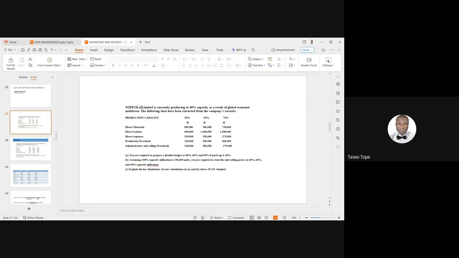So the following data have been extracted from the company's record. And based on the company's record, we have 3 levels of production capacity that we can produce. We can produce at 30% capacity level. We can produce at 50% capacity level. We can produce at 75% capacity level.